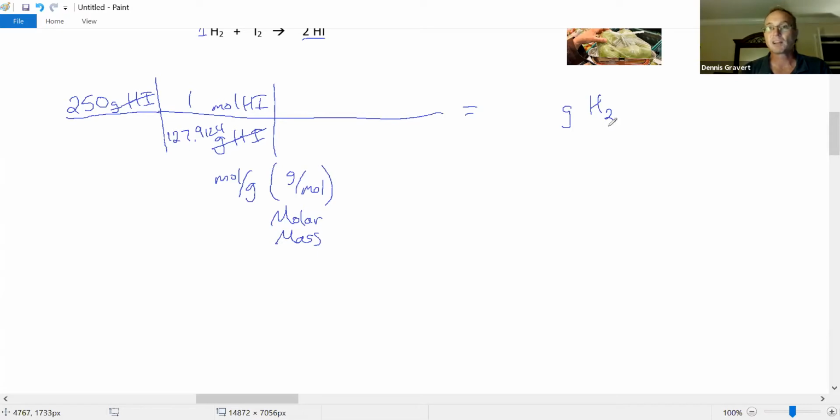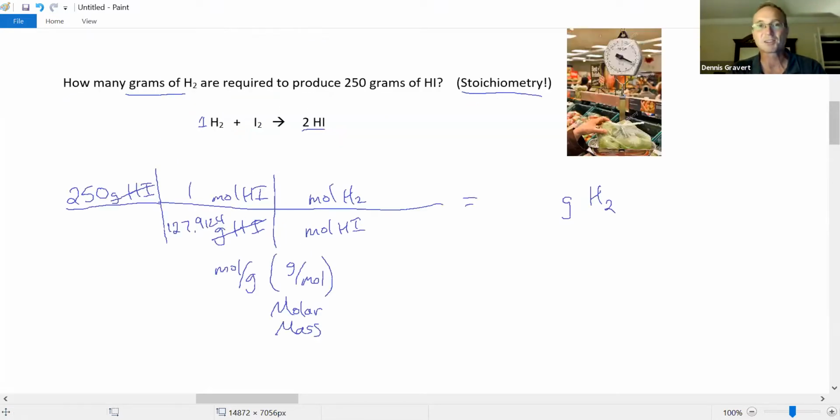Nice. But we want hydrogen gas, not HI. So get out of moles of HI and into moles of H2. How do we convert one molecule into another molecule? Through the balanced equation. So right here, we're using the balanced equation. The recipe says there's a 2 in front of HI. The HI is on the bottom. So put the 2 next to the HI here because there's a 2 in the balanced chemical equation. In front of the H2, there's a 1. Yep, 1 mole of hydrogen gas will produce 2 moles of HI.